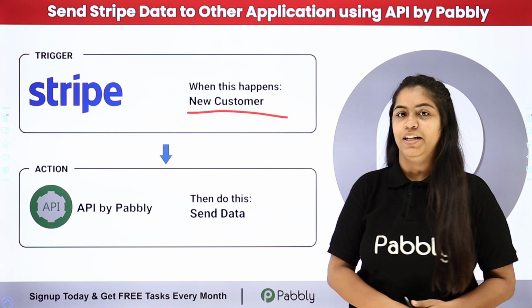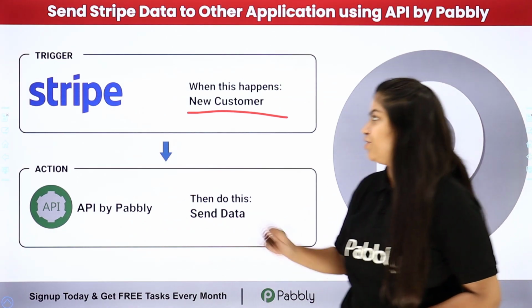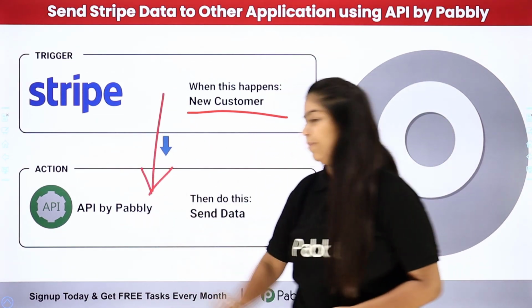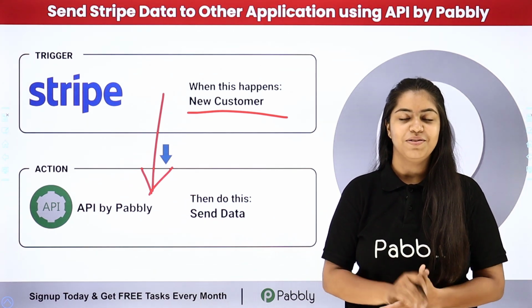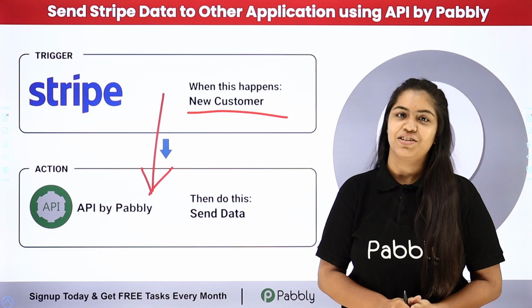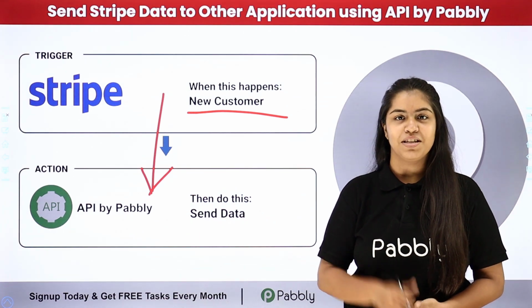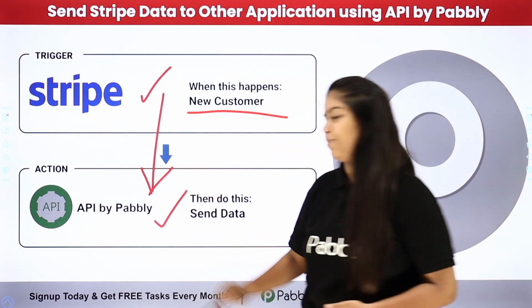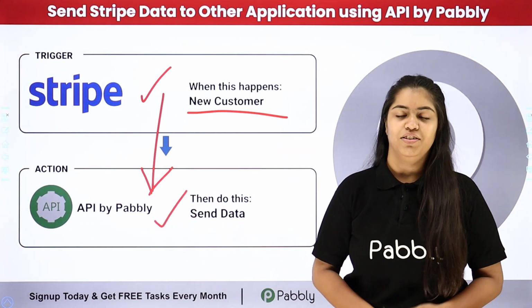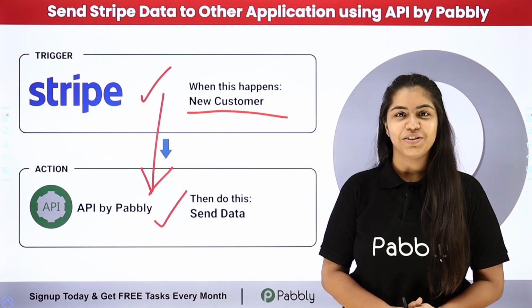To integrate that application with Pabbly Connect, we are going to use a feature by Pabbly which is API by Pabbly. Over here we are going to create a connection between Stripe and API by Pabbly. To create this connection without knowing any programming or coding language, we are going to use Pabbly Connect. It is an amazing automation software. In Pabbly we have the concept of trigger and action. For trigger we are going to use Stripe, and for action we are using API by Pabbly. If you also wish to learn this process step by step, follow me through the screen.